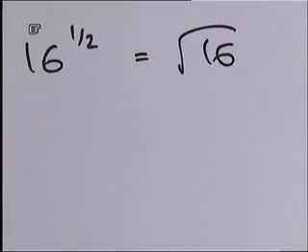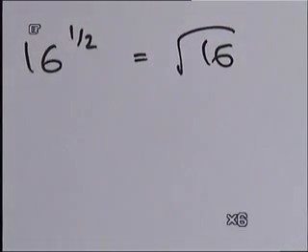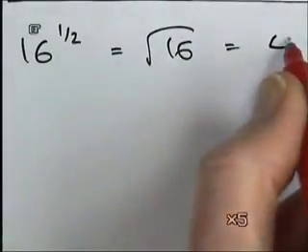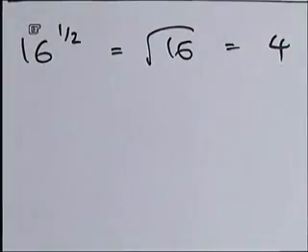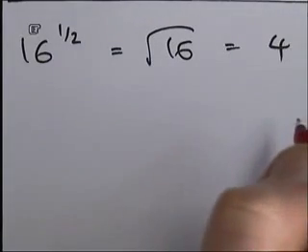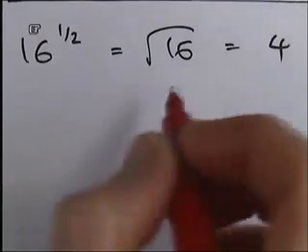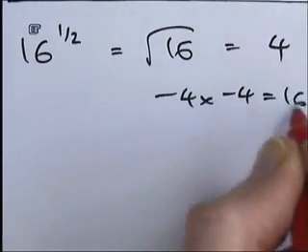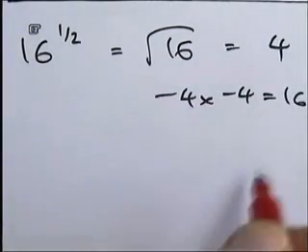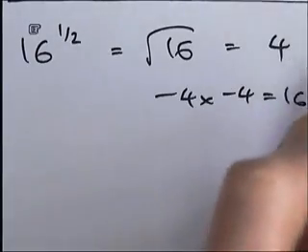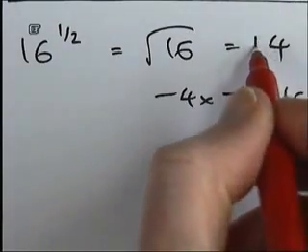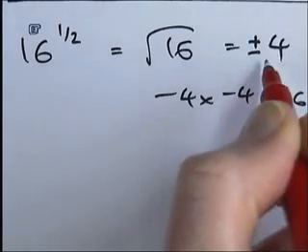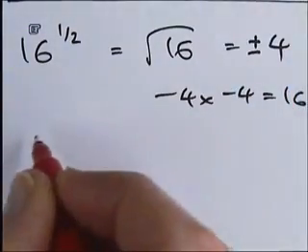So 16 to the power of a half is the same as the square root of 16. Square root of 16 is 4. If you're doing higher level, you need to remember it's not just 4. It could also be minus 4, because minus 4 times minus 4 will also give you 16, because minus times a minus makes a plus. So it's 4 or it's minus 4. We write that down using this plus or minus symbol here. That means plus 4 and minus 4.